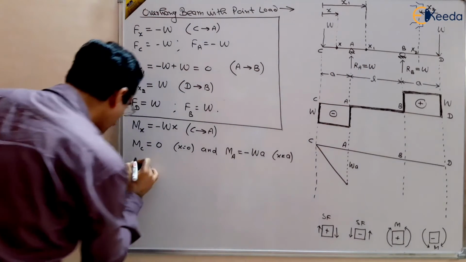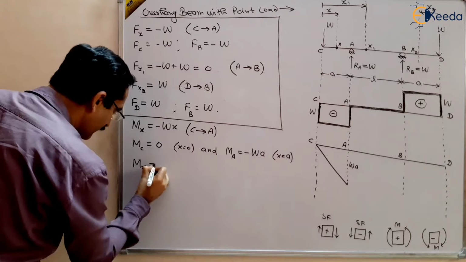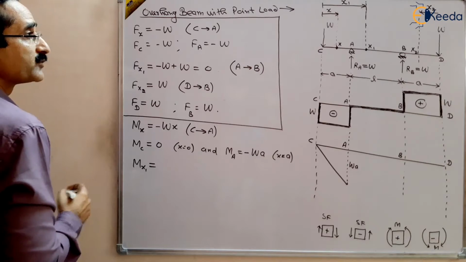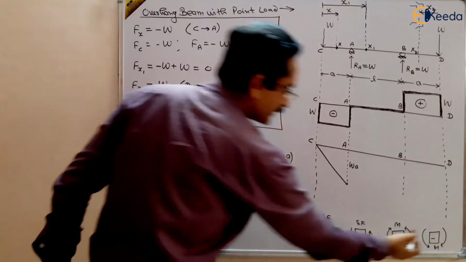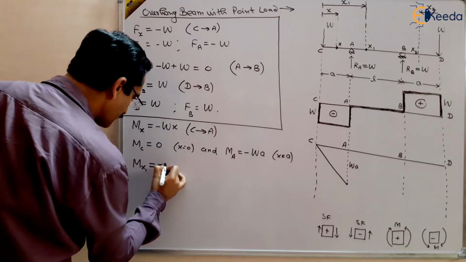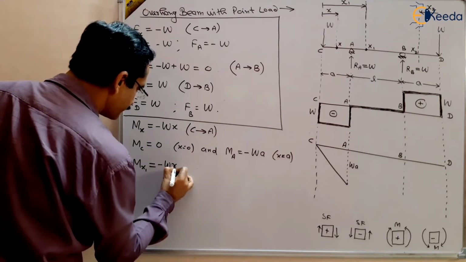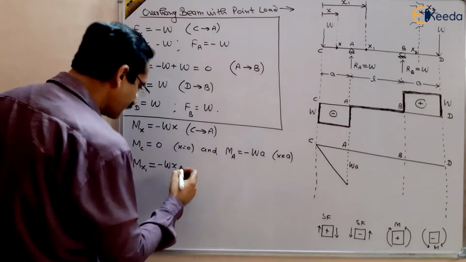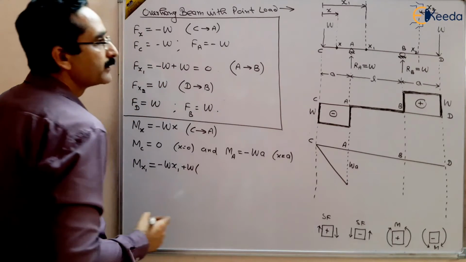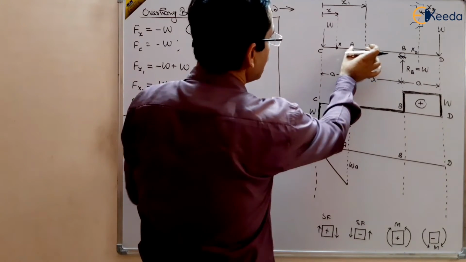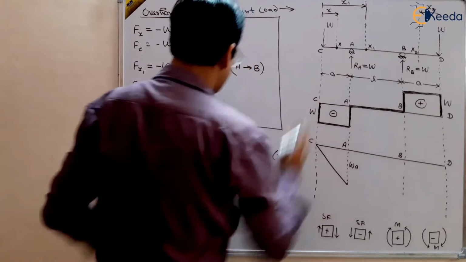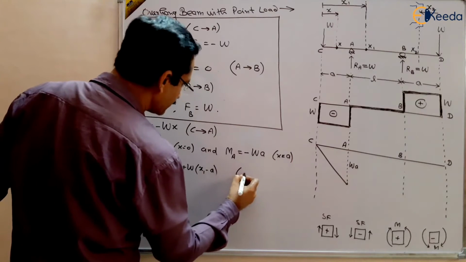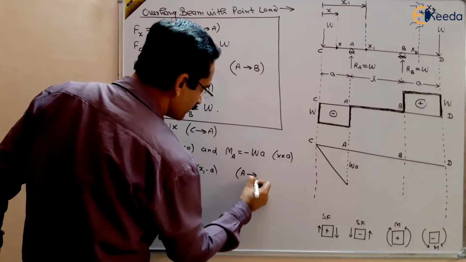So Mx1 will be equal to, first capital W, clockwise leftward it is negative, minus W multiplied by x1, and this will be plus because it is clockwise moment at the left side. So this will be W multiplied by x1 minus A. So this distance will come. So x1 minus A, and this is valid between A to B.